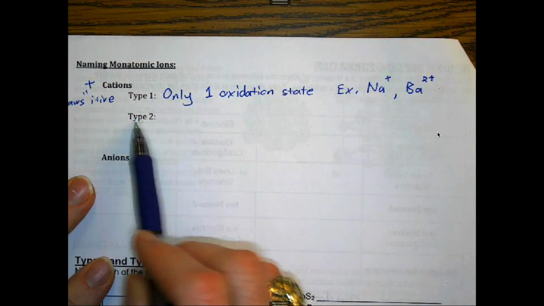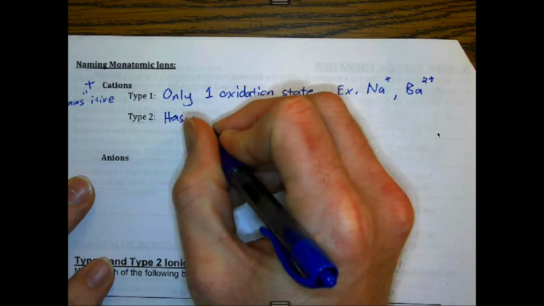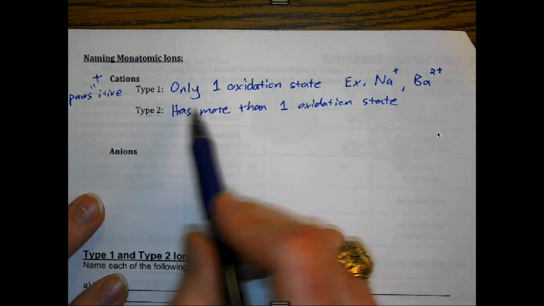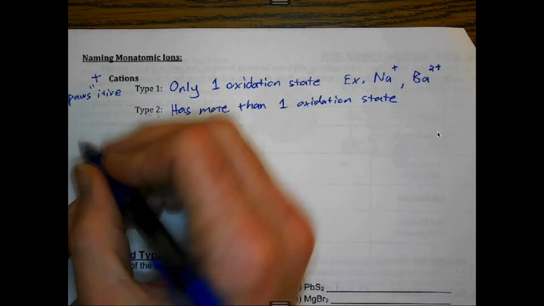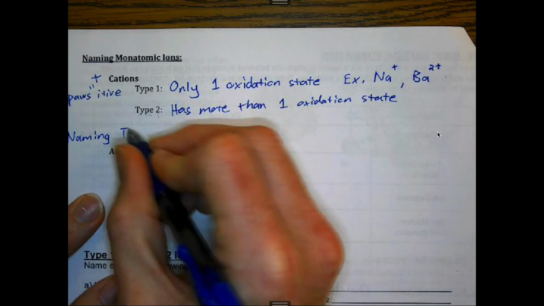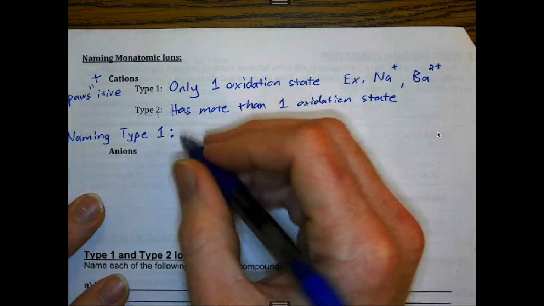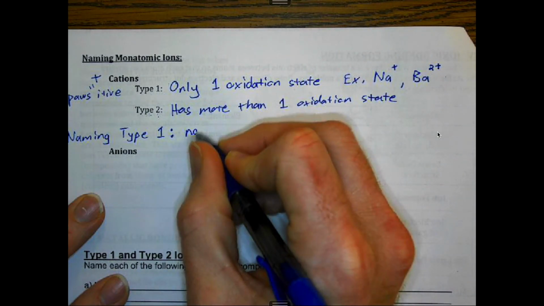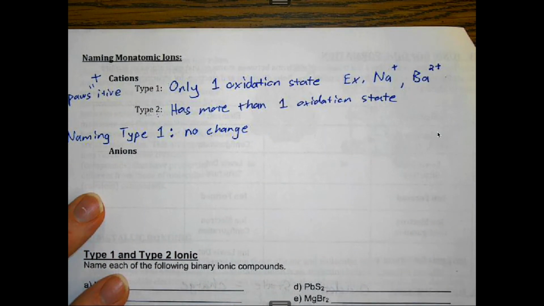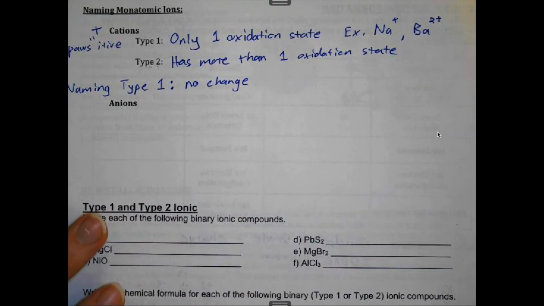Now, a type 2 one is going to be one that we'll look at later, but it has more than 1 oxidation state. We will look at examples of those later, but we're not going to mess with that. So now for the naming of type 1s. For type 1, we are not going to change it. So no change at all. If it's going to be sodium chloride, the sodium still says sodium. Okay. So you'll see what I mean in a second.